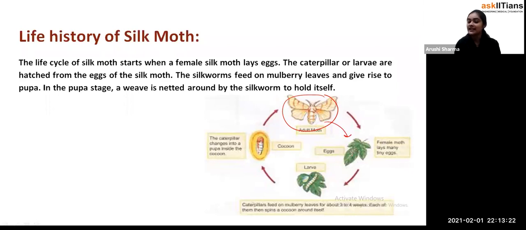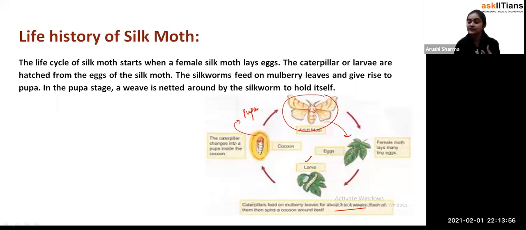When she lays the egg, that egg first of all converts into the larva. Then that larva will convert into the pupa. This is called the pupa. You can see the larva, or the caterpillar, will feed on the mulberry leaves for 3 to 4 weeks, and then they start forming the cocoon around themselves. See that net-like structure of threads which the larvae are forming around themselves, that is called the cocoon.